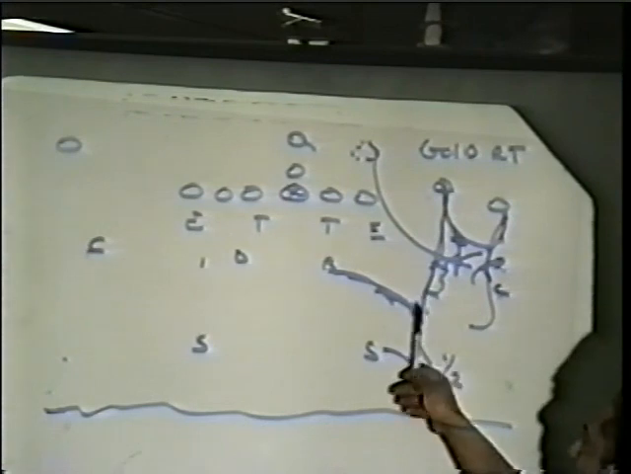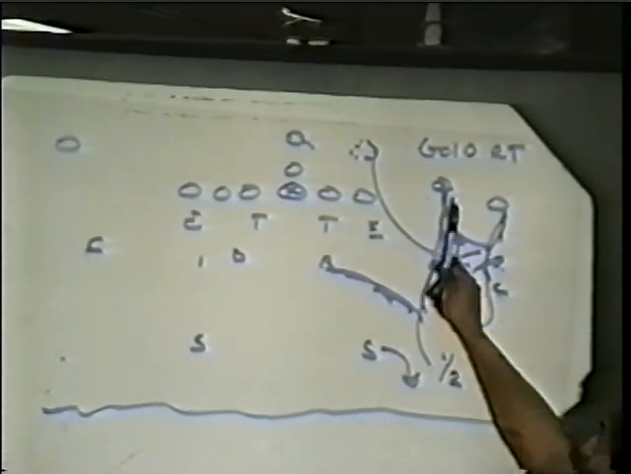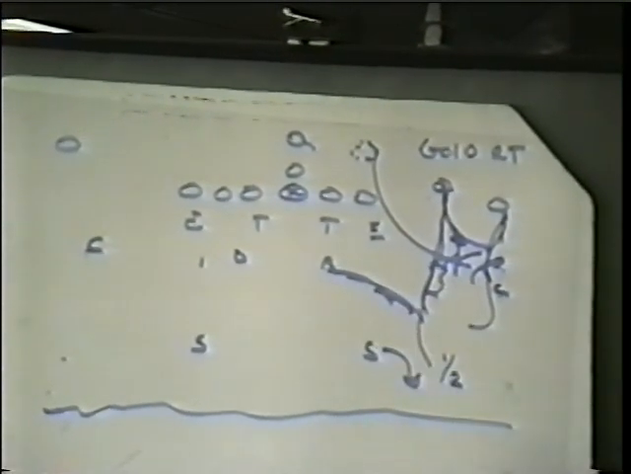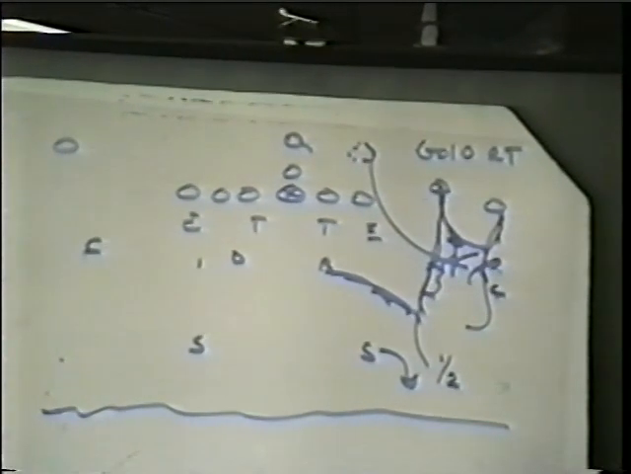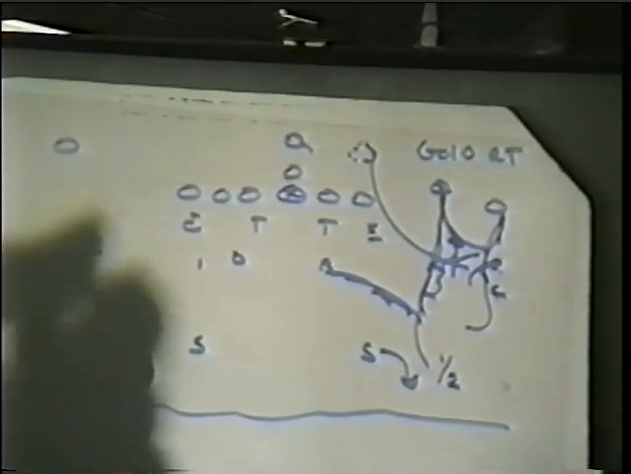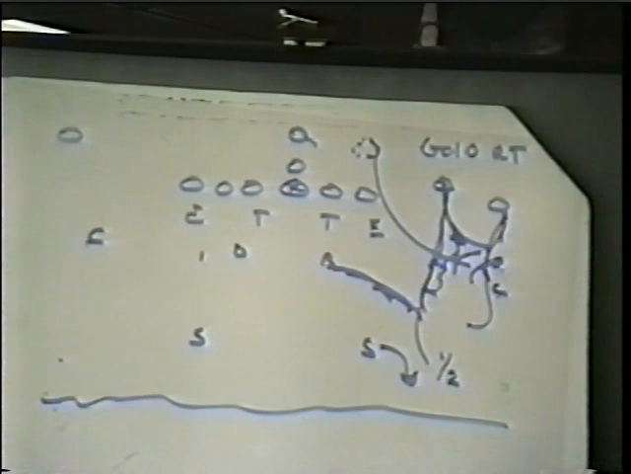And then what we'll do based on the threat of number 2, we've taken our nickel and basically dogged him on number 2 and done different things that way. And what do you use to determine strength in this? 2 wideouts.